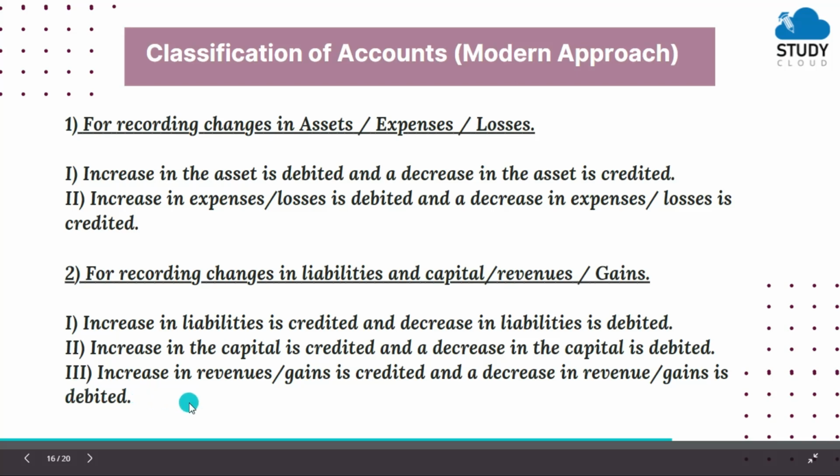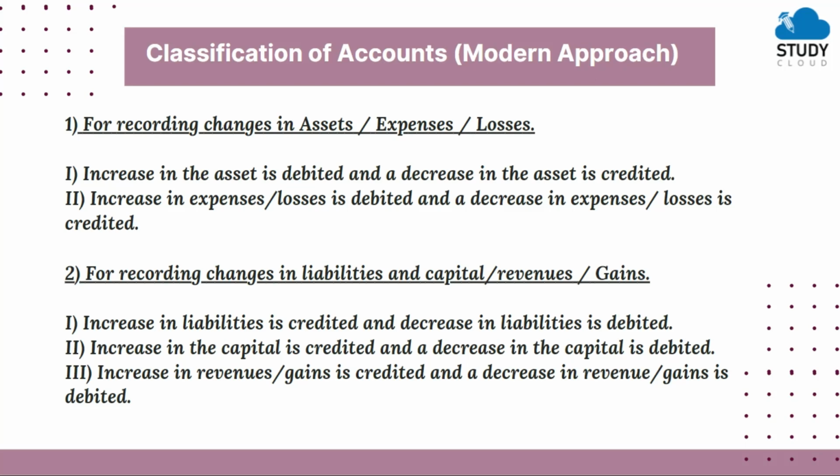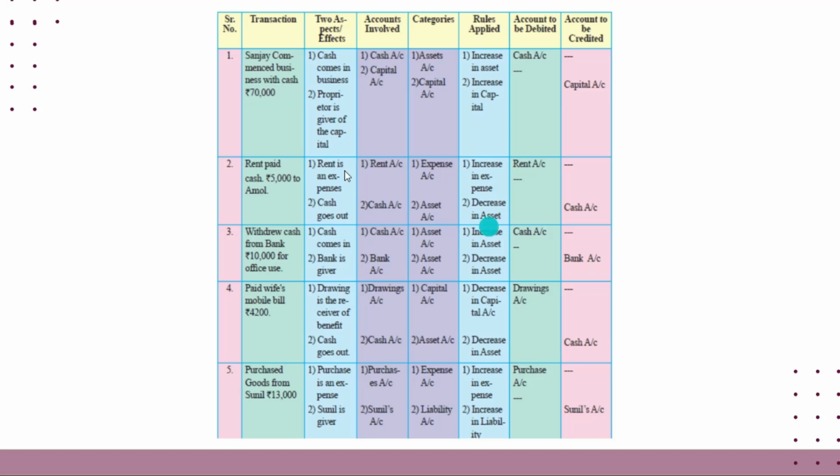Now in the previous part we have studied the golden rules of accounts for 3 types of accounts: personal, real and nominal. If you are not comfortable with that part, you can take this modern approach also to classify the accounts or to do recording of the various business transactions. Any one of them is useful for solving different accounting transactions. So let's see one example here.